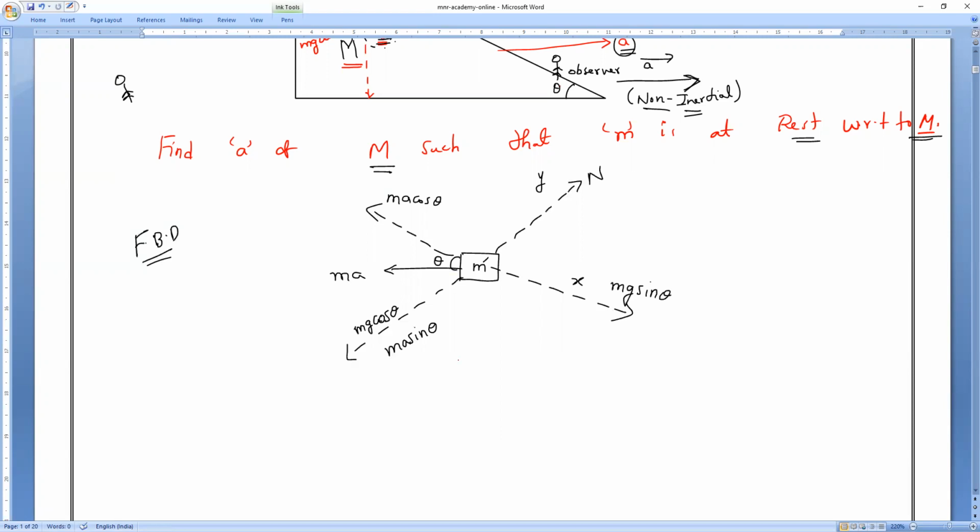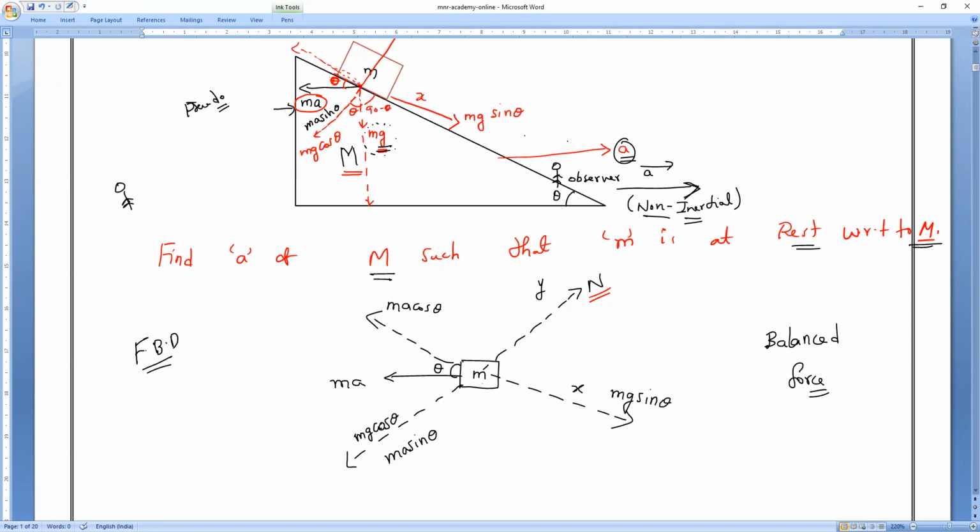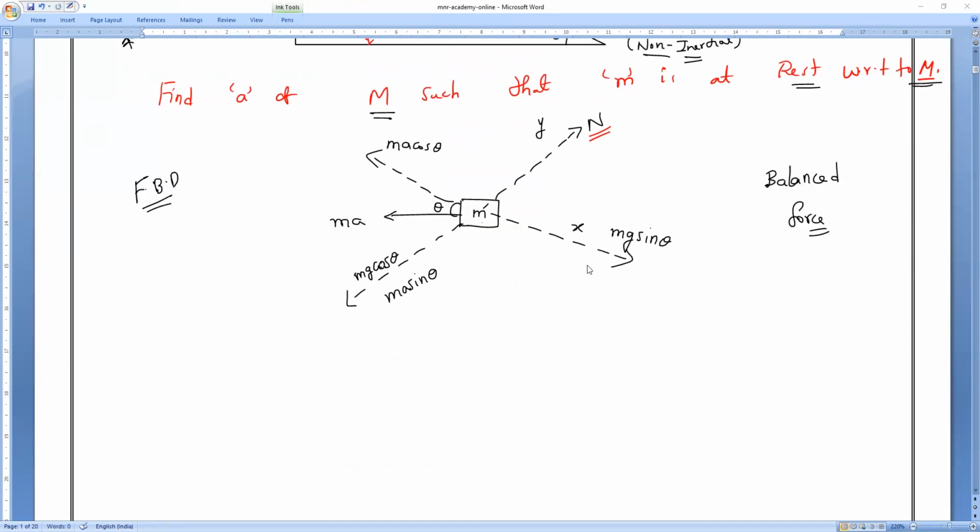Now you can write the equations. The body should not move, which means all the forces must be balanced. Am I right or wrong, everybody? Yes, balanced forces. Only if the forces are balanced will m not slide over the inclined surface; only the inclined surface will start moving in the forward direction. Do you all agree with me?